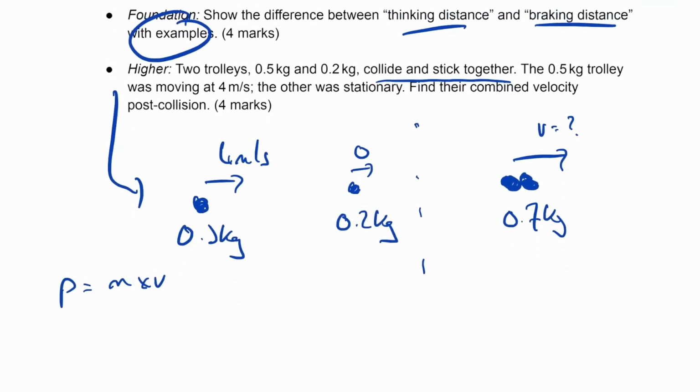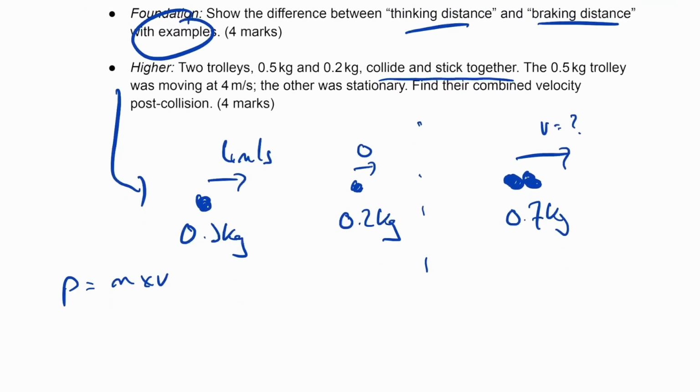So on the left hand side, what was the mass and velocity? Well, you have to take into account all the different components. So you have 0.5 multiplied by 4. That was the momentum of the first trolley, and that's going to be added to the momentum of the second trolley. But actually we can ignore that completely, because we know that the velocity was 0. And if the velocity is 0, that means there was no momentum in the second trolley. So the total momentum before the collision was just 0.5 multiplied by 4, and that is going to be equal to the total momentum after the collision.